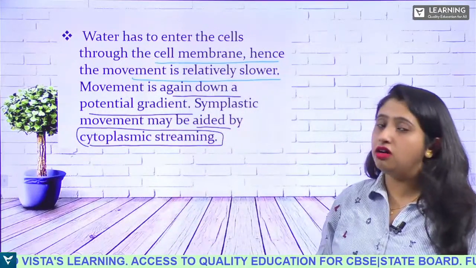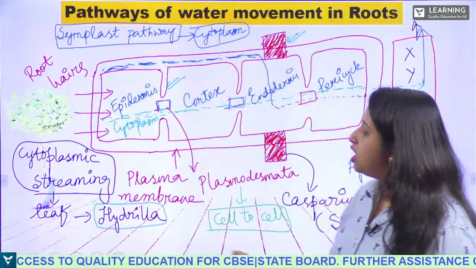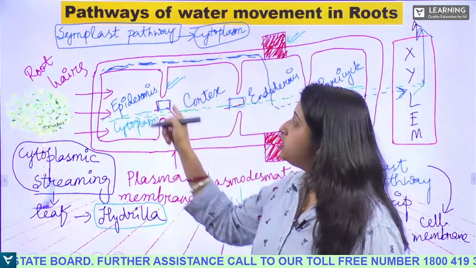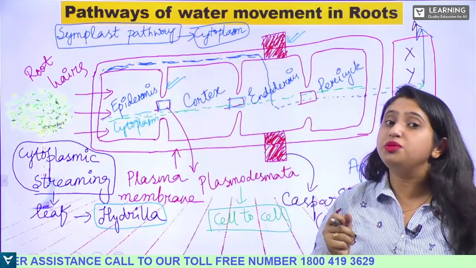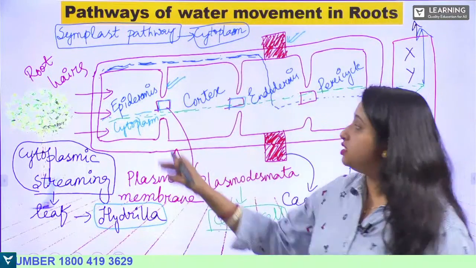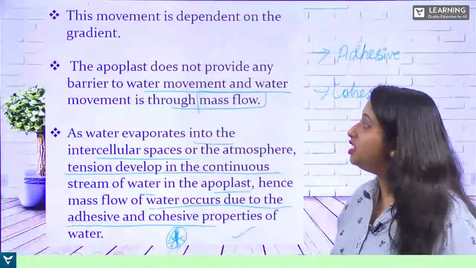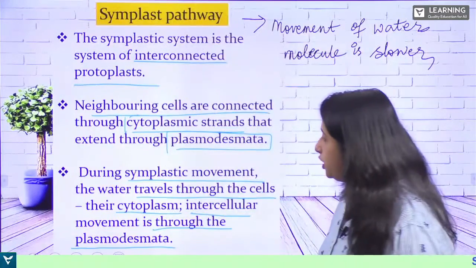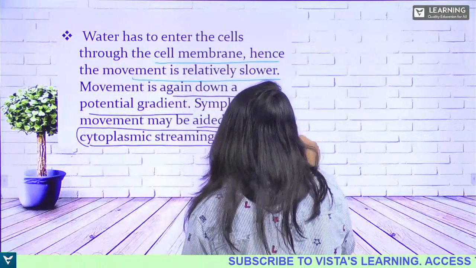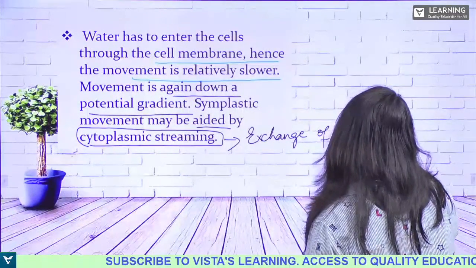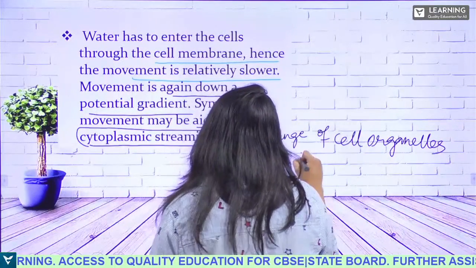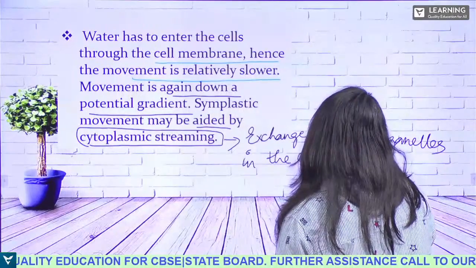So what does cytoplasmic streaming mean? It means the exchange of the cell organelles. When the symplastic pathway takes place, cytoplasmic streaming takes place, that is, the cell organelles inside the cytoplasm will be exchanged. This can be seen in the leaf of Hydrilla. Cytoplasmic streaming means the exchange of cell organelles inside the cytoplasm of cells.